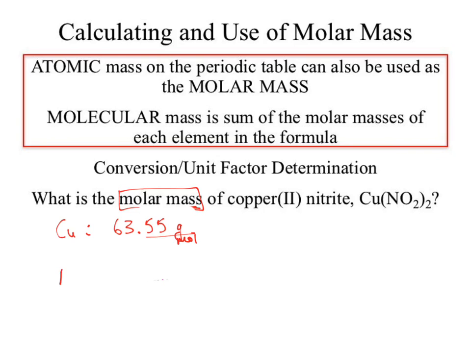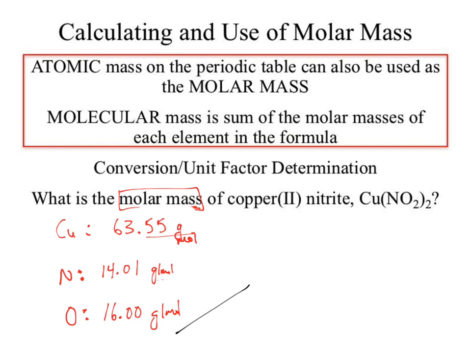What about the nitrogen? 14.01 grams per mole. Oxygen. 16.00 grams per mole. So I just add that up and I would now have the molar mass for copper 2 nitrite. Why not? Because there's multiple. Right. Each of those atoms contributes weight. How many atoms of nitrogen are there? Two.